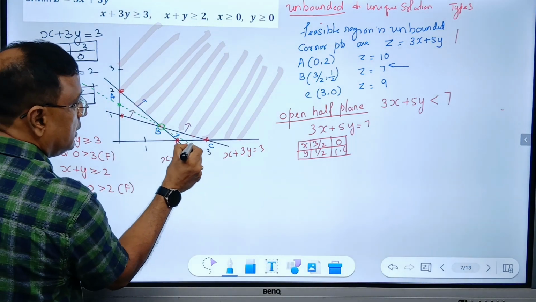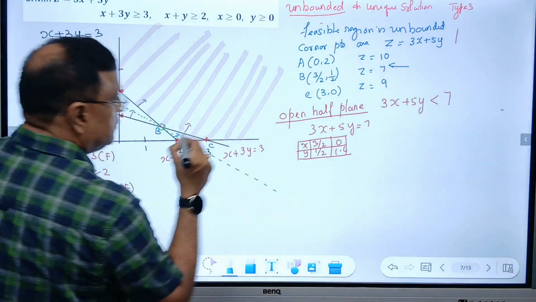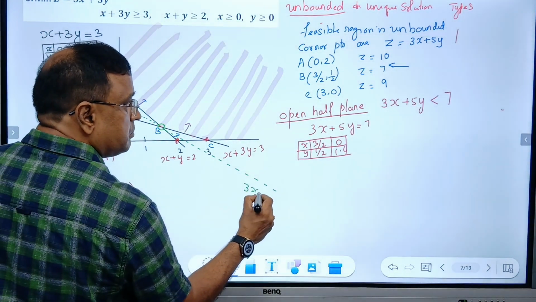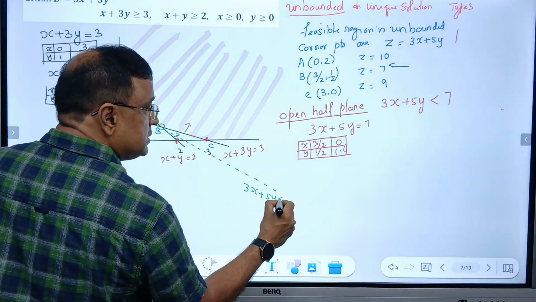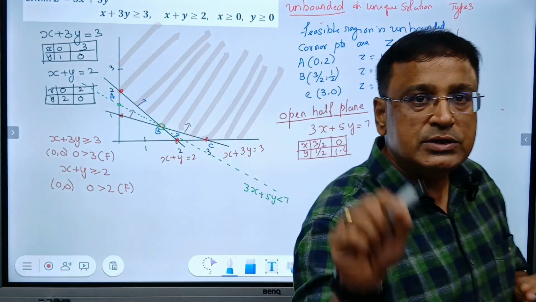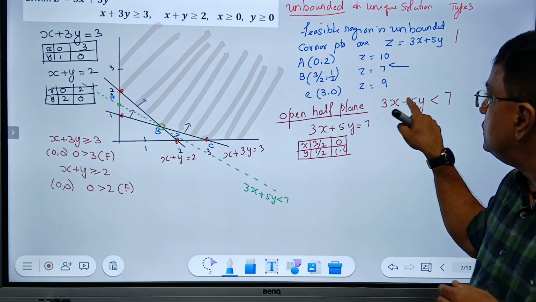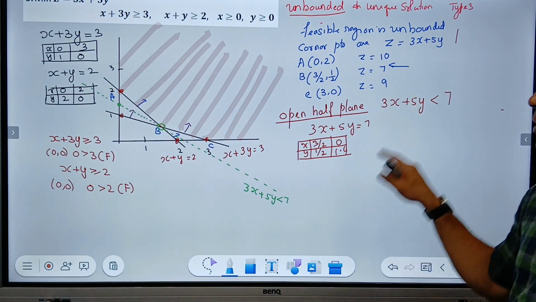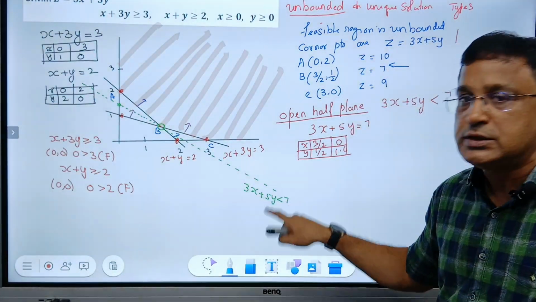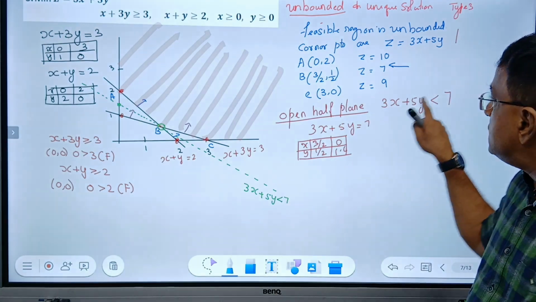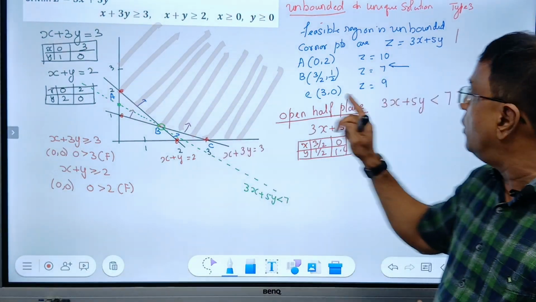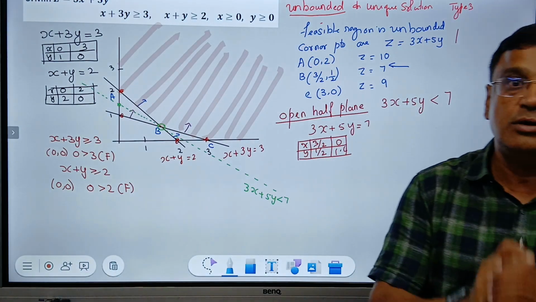Can you see that dotted line? This is the dotted line. What does this equation represent? 3x plus 5y less than 7. When I say dotted line, that means the points on that line don't belong to this region. If you ask me whether B lies on this region, no, because it is strictly less than. Less than means the line does not belong to this region. The line does not belong to the region.